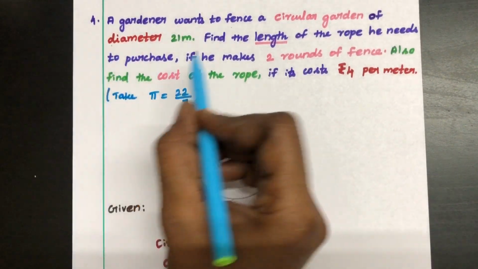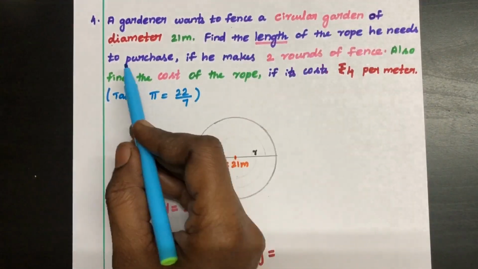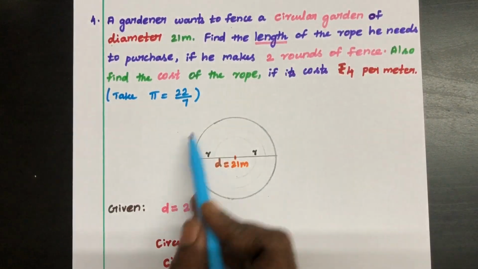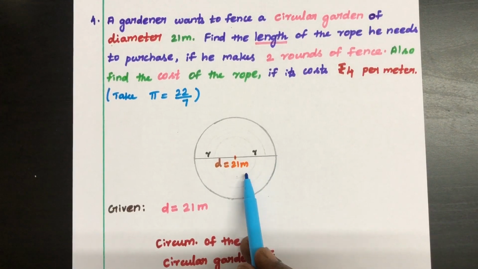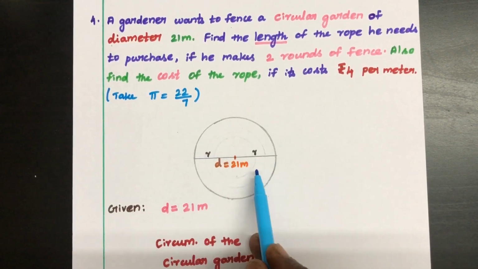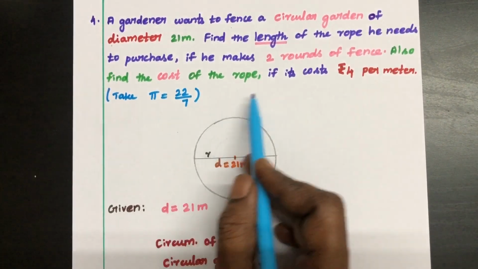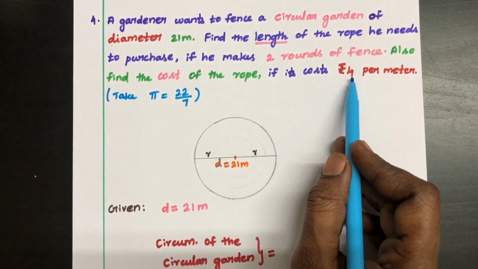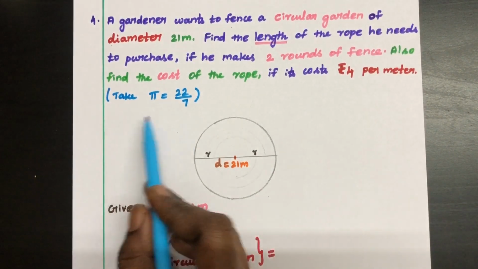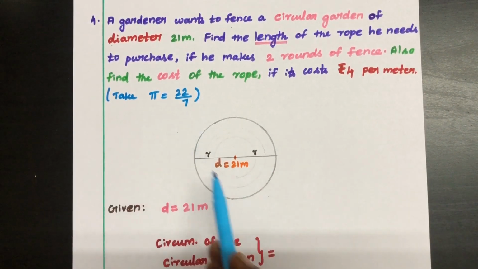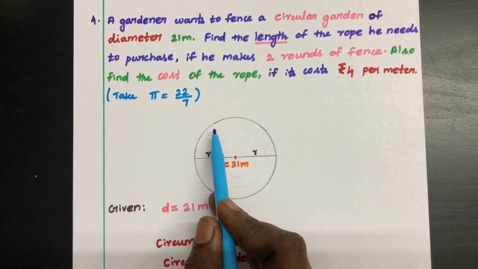Fourth question. A gardener wants to fence a circular garden of diameter 21 meter. Find the length of the rope he needs to purchase if he makes 2 rounds of fence. Also find the cost of the rope if it costs rupees 4 per meter. Take pi is equal to 22 by 7.